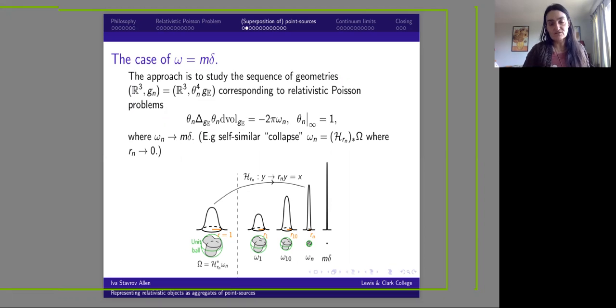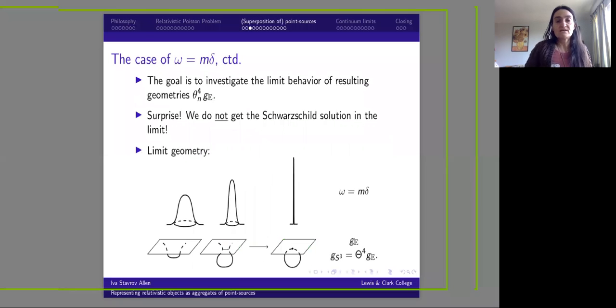The sequential nature of this approach translates into a study of a family of relativistic Poisson problems. And then the goal would be to investigate the limit behavior of the geometries.